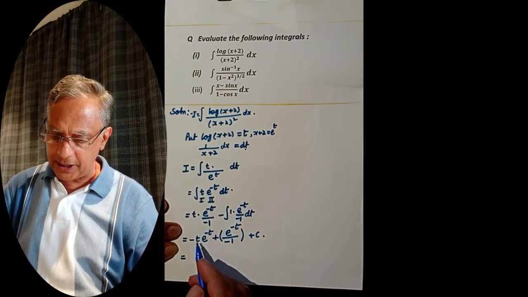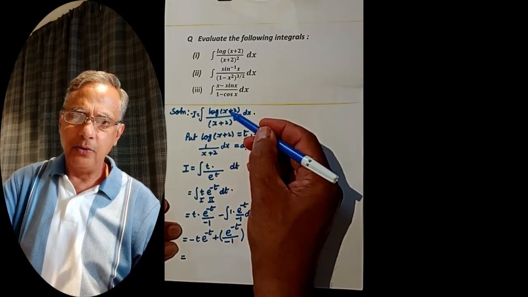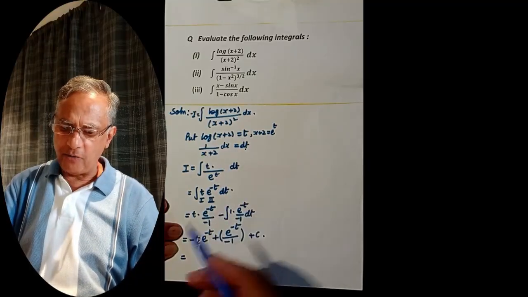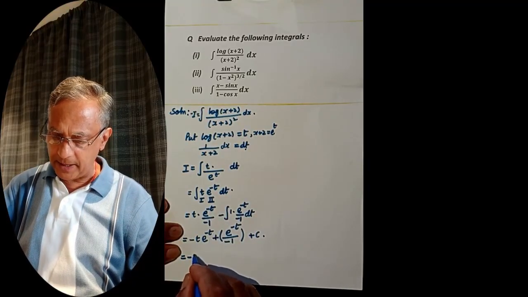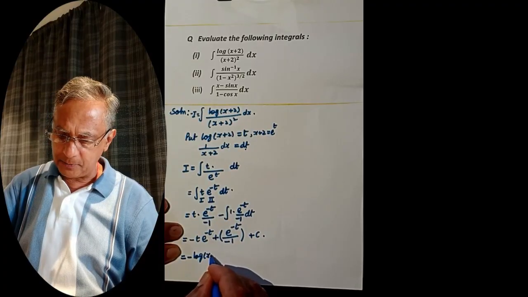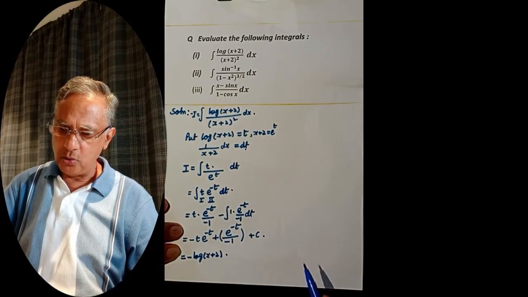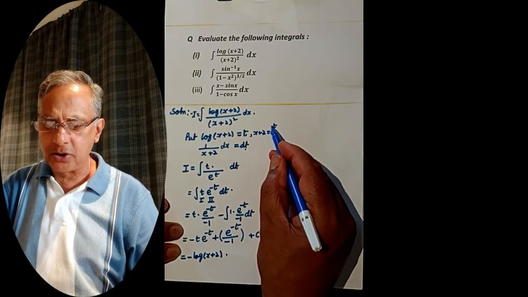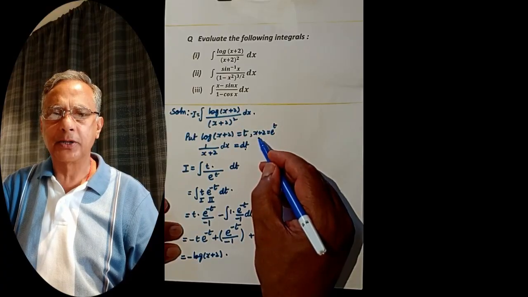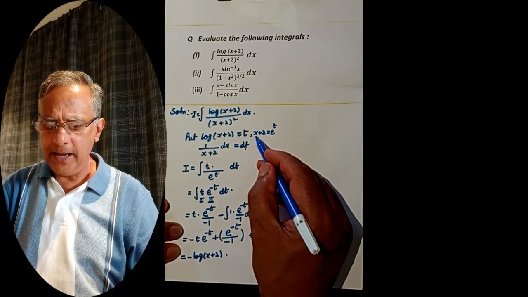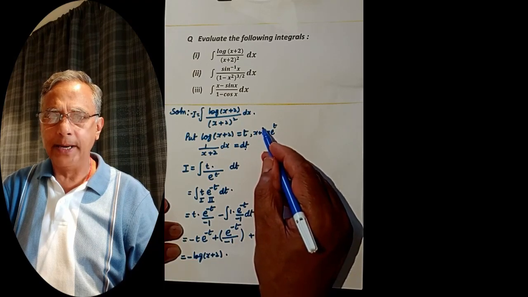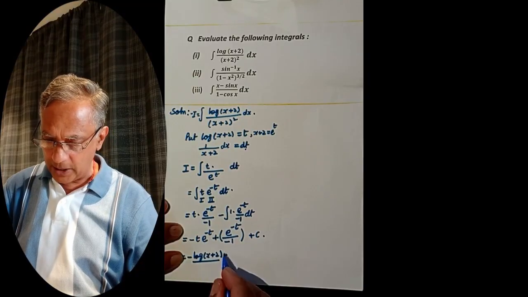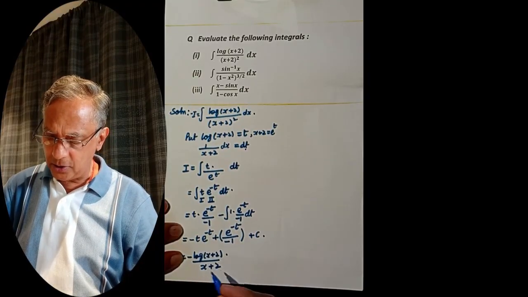Now we must change this into the original variable. So we can write t as log of x plus 2. So this will be minus log of x plus 2 into e to the power of minus t. Since e to the power of t is x plus 2, e to the power of minus t will be x plus 2 to the power of minus 1, that is 1 over x plus 2.